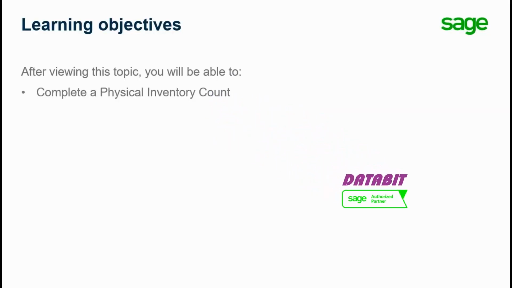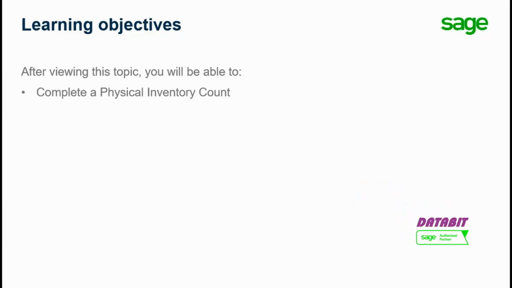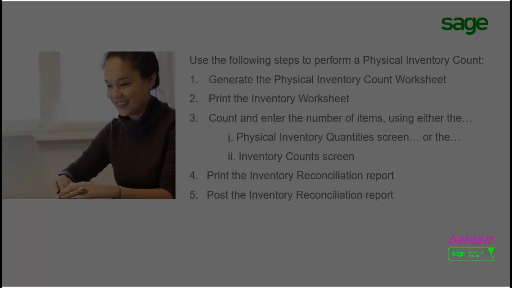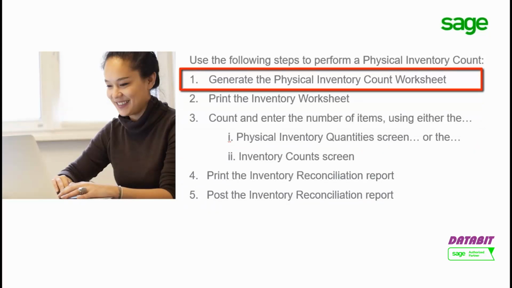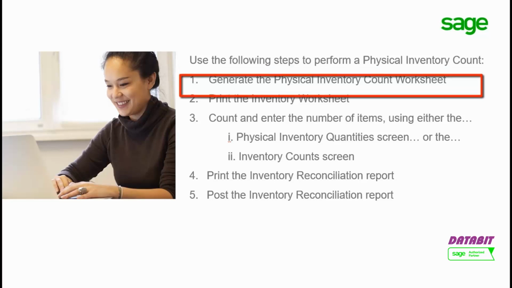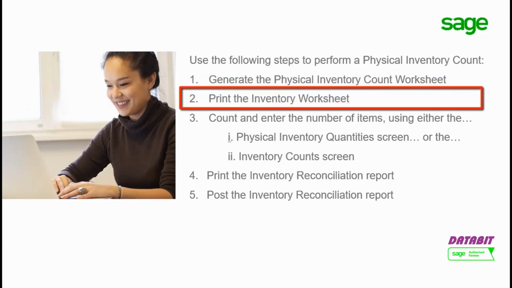Flow of a physical inventory count and will show you how to complete the steps in Sage 300. Use the following steps to perform a physical inventory count. First, generate the physical inventory count worksheet. Next, print the inventory worksheet.